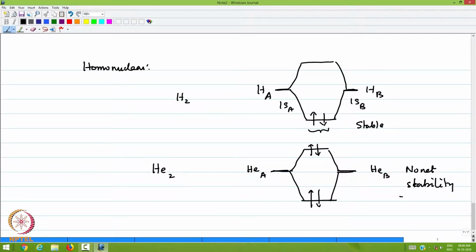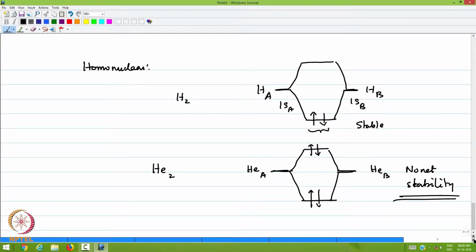Therefore, helium 2 cannot be observed in the gas phase at normal temperatures, and this is one of the success stories of molecular orbital theory, that the helium 2 dimer is not formed. I believe a few years ago there was a very beautiful experiment which suggests that the helium 2 dimer is formed at extremely low temperatures in clusters, but for that we have to go into far more detailed calculations. But this is a fairly straightforward result.